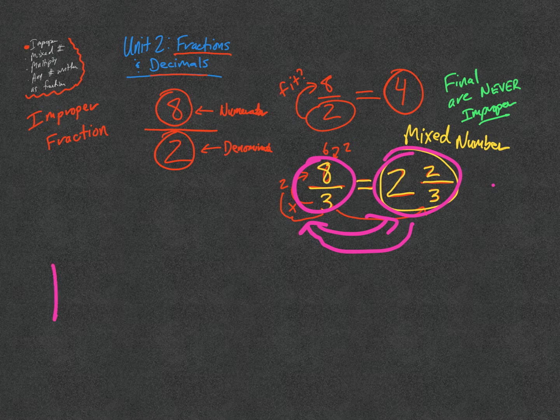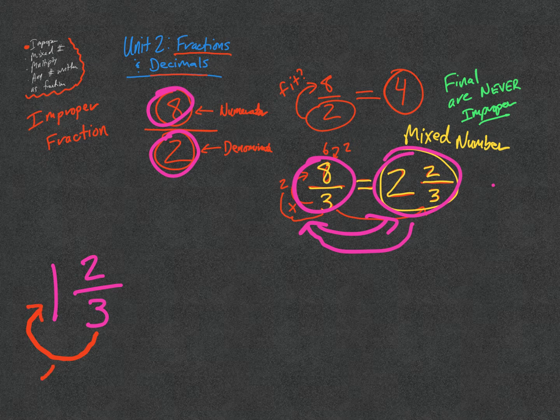So let's say we have 1 2/3, a mixed number. So if I want to turn this into an improper fraction, I want it to have a large numerator that's larger than the denominator. Here's what I do. I go from the denominator, I move this way, and I multiply. So I go 3 times 1, which is 3. And then I add the numerator.